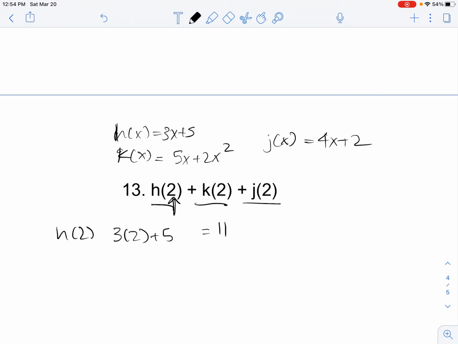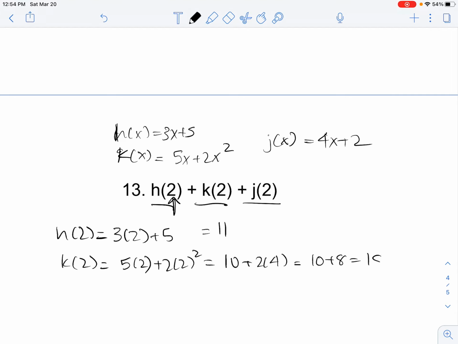For h of 2. Now we have k of 2, which is 5x plus 2x squared. So we just substitute the input for 2, and we get 10 plus 2 times 2 squared, which is 4, which means 2 times 4 is 8, which means you get a result of 18. Now you have j of 2 finally, and you just input it into this equation, which will give you 4 times 2 plus 2, which is just 8 plus 2, which is just 10.